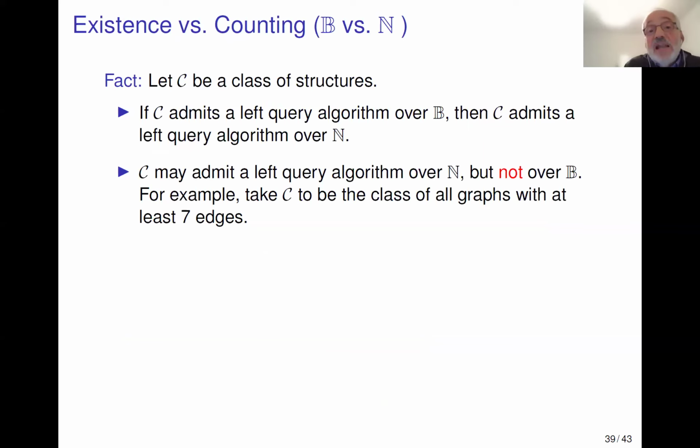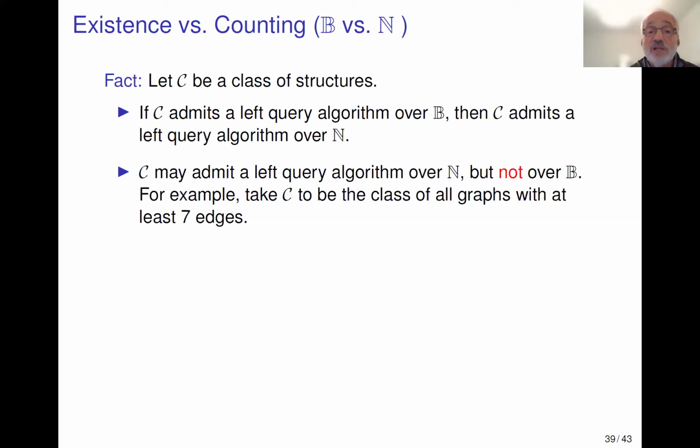Now, if you admit a left query algorithm over the Boolean semiring, you admit the left query algorithm over the natural numbers. The converse is not true, because we can take, for instance, the class of graphs with at least 7 edges. This, you cannot do with a left query algorithm over the Boolean, because this class is not closed under homomorphic equivalence. And as we saw before, everything that admits a left query algorithm over the Boolean semiring is closed under homomorphic equivalence.